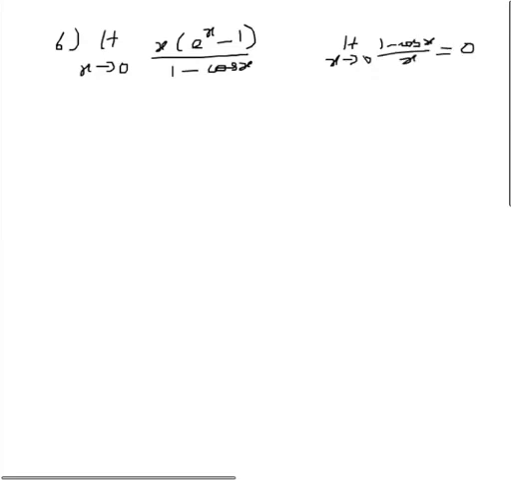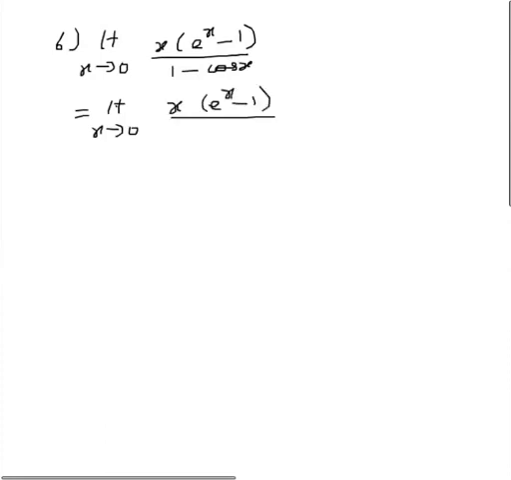Question 6. Limit x tending to 0 of x times e raised to x minus 1 divided by 1 minus cos x. We have a formula: limit of 1 minus cos x divided by x becomes 0. But this formula is not applicable in the denominator. Division by 0 is not defined. Therefore, let us use the identity for 1 minus cos x. One minus cos x is 2 sine square x by 2.